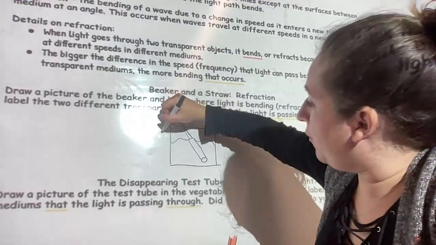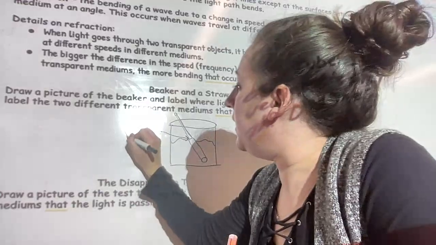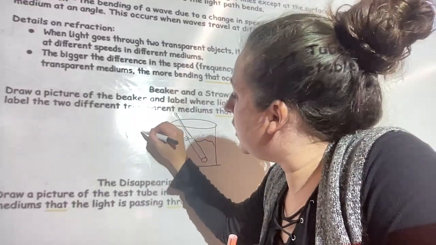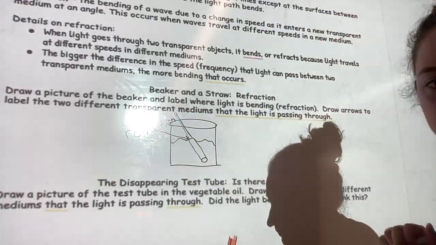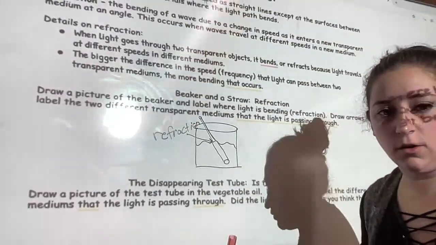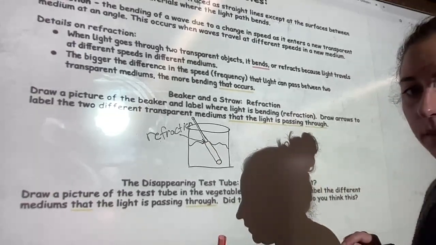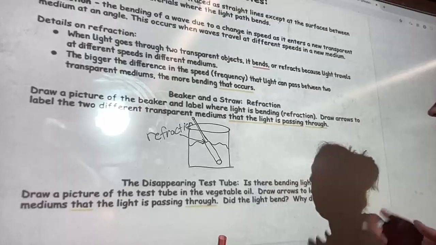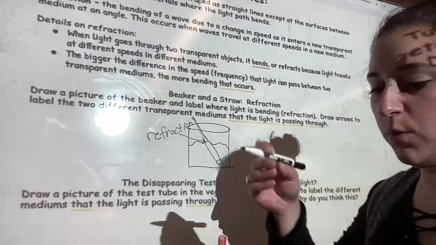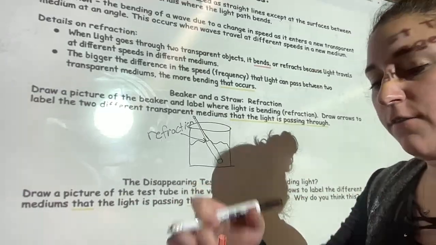We know that the refraction is happening here because that's where we clearly see the bending of light. So our refraction is when we see that straw go into the water. I know that's hard to see, so I labeled the refraction right here. And then the two transparent mediums, we kind of have three here because we also have the glass, but we know that the change in medium is us looking at the air versus the water.